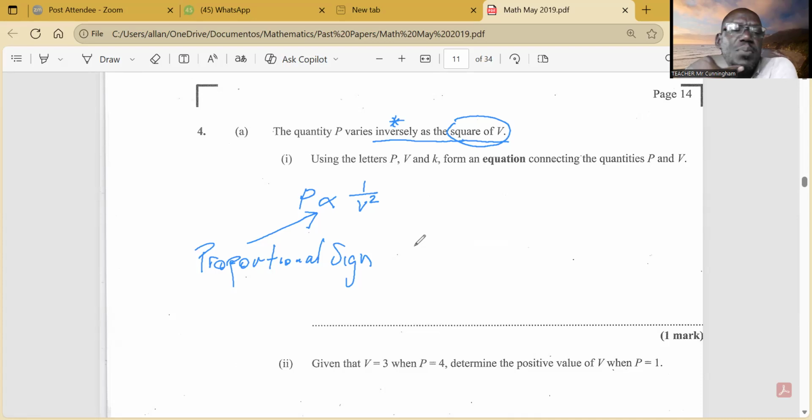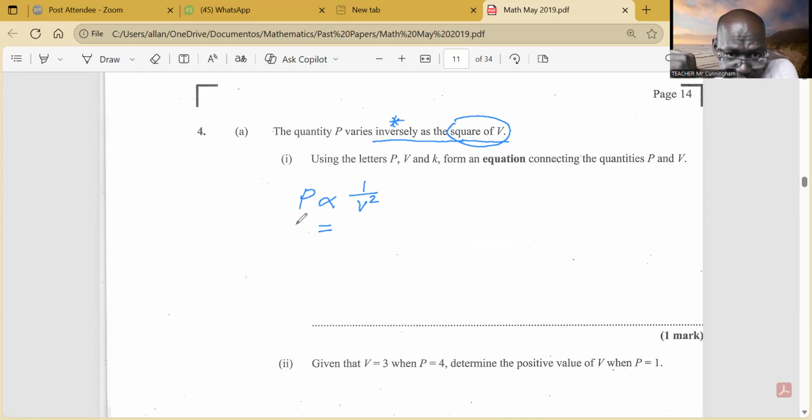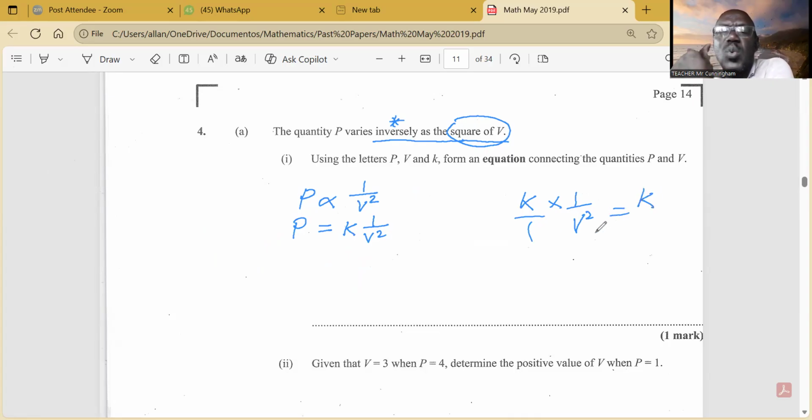To remove that proportional sign, we replace it with an equal sign, which is good because they ask for an equation, and an equation must have an equal sign. So P is equal to K times 1 over V squared. But remember, K times 1 over V squared is K over 1 times 1 over V squared. K times 1 is K, and 1 times V squared is V squared. So P can also be written as K over V squared.